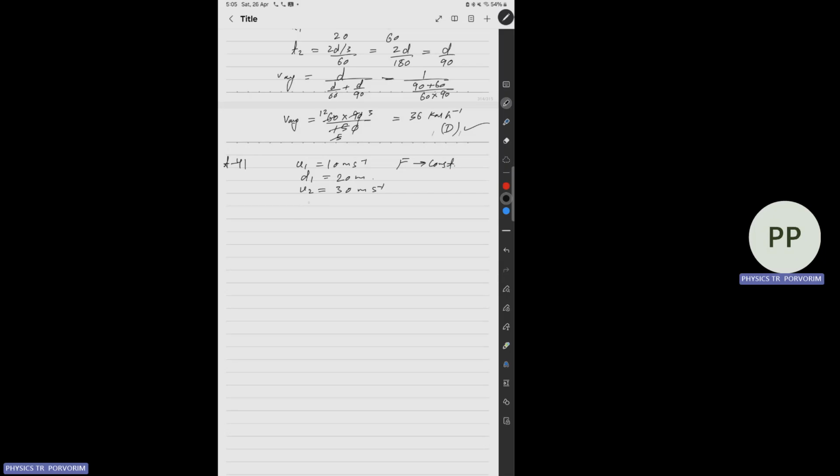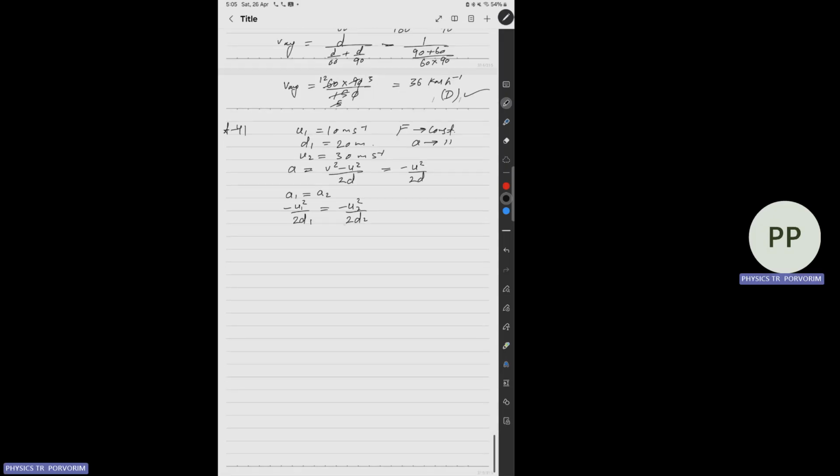So we know F is constant. That means acceleration will also be constant, and the acceleration is given by v square minus u square by 2d. In both the cases, the car is being stopped, so final velocity will be 0. And a1 and a2 in both the cases are the same. So it will be minus u1 square by 2d1 equals minus u2 square by 2d2. Just put the values and find d2. So d2 will be d1 into u2 by u1 whole square. What is the value of d1? It is 20. u2 is 30 upon 20 whole square. It is 20 into 9 by 4, which is 45.